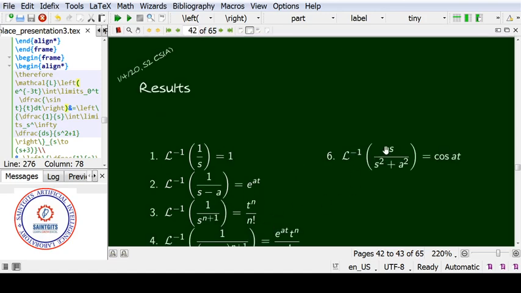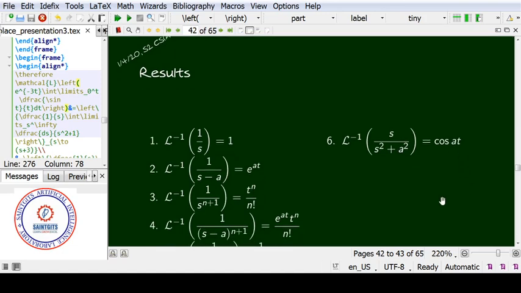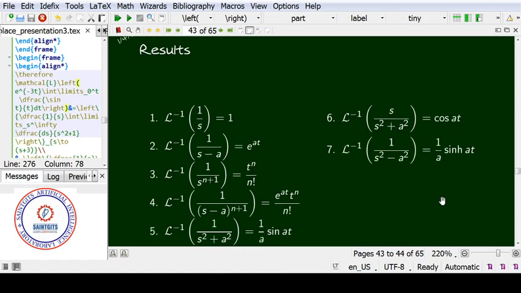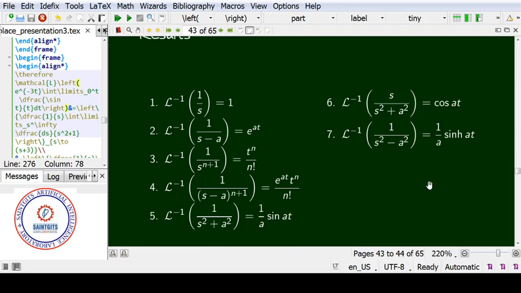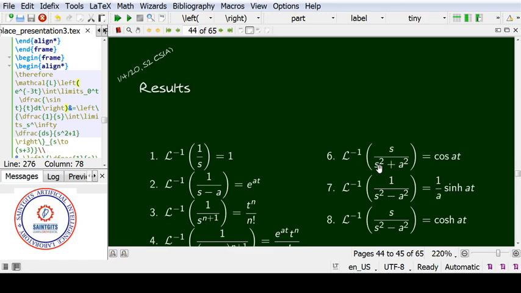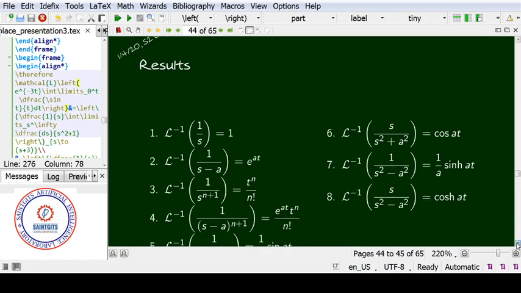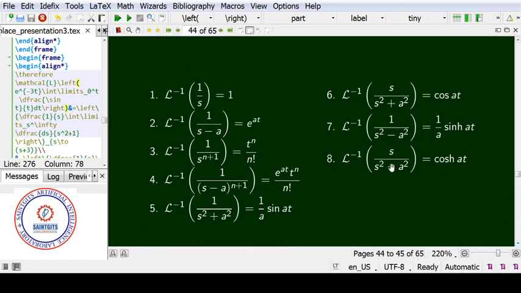Next is L inverse of s by s square plus a square is equal to cos at. L inverse of 1 by s square minus a square is equal to 1 by a sinh at; instead of this plus I have negative. It happens only when sine function changes to hyperbolic sine. Next is about cosh. L inverse of s by s square minus a square, minus instead of plus in the denominator, is cosh at.